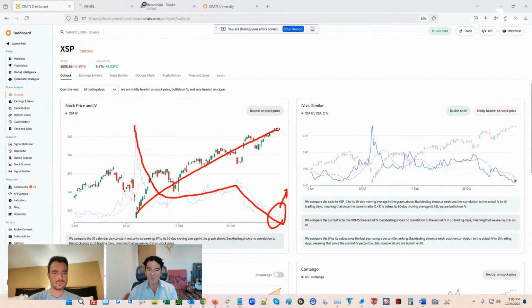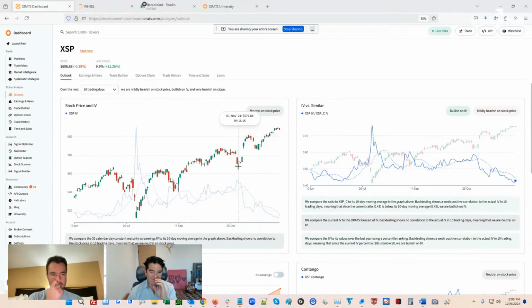Could be. When that happens, like for example here, we get a little downdraft in the market when volatility spikes up. Now that could be happening here, so that's definitely something to watch out for, these volatility spikes.